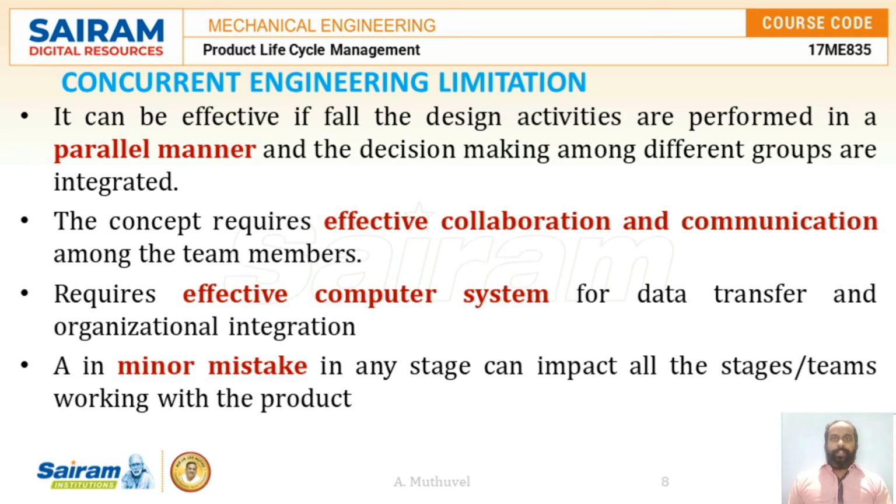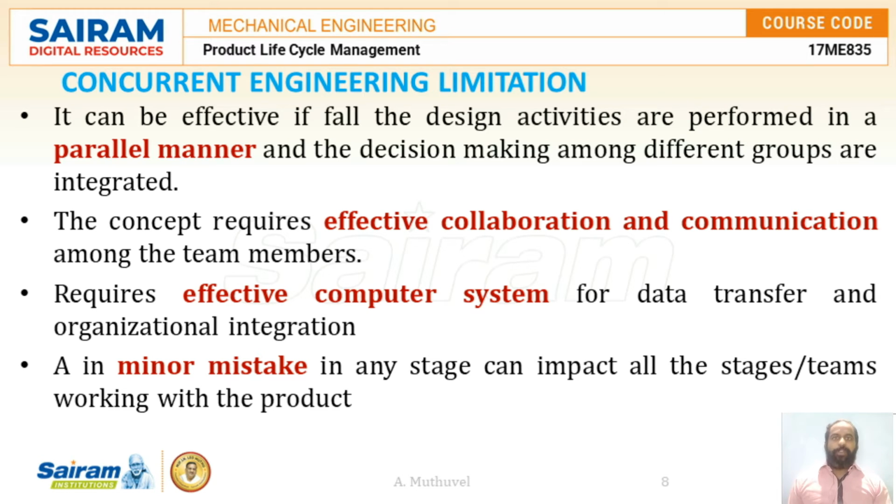Now we are going to discuss the limitations of concurrent engineering. It can be effective if all the design activities are performed in a parallel manner and the decision making among different groups is integrated. That means if a decision is delayed in any process, it will affect the whole performance. The concept requires effective collaboration and communication with the team members. That means we have to avoid communication gaps between the team. If one is raised, the problem will be very difficult to solve, or it will consume more time.